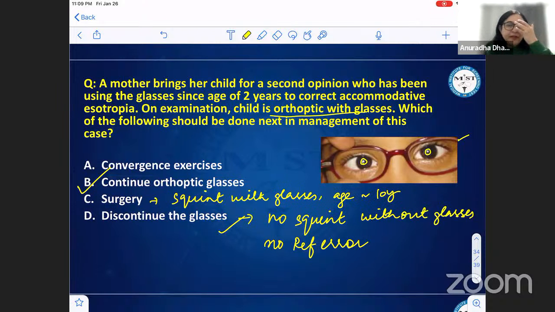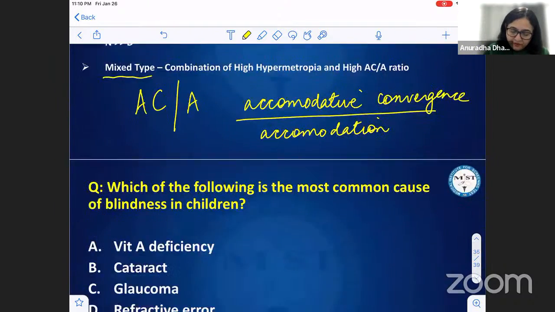So at this point of time, the answer will depend upon whatever information we have, and based upon the information in this statement, we will continue the orthoptic or the bifocal glasses, which are helping to control the squint. Okay, right? Okay, moving on to the next question.